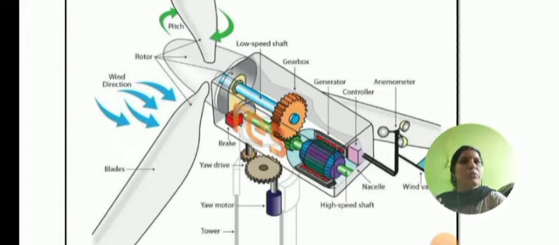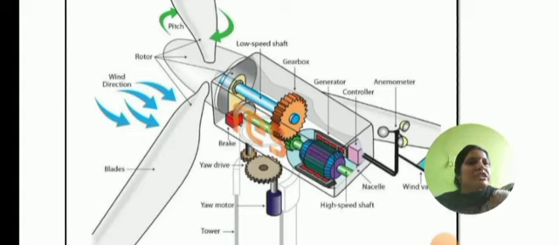The next part is called the anemometer. It measures the wind speed and transmits the wind speed data to the controller. So the controller starts up the machine and shuts off the machine. It starts up the machine at about 8 to 16 miles per hour and shuts off the machine at about 55 mph.